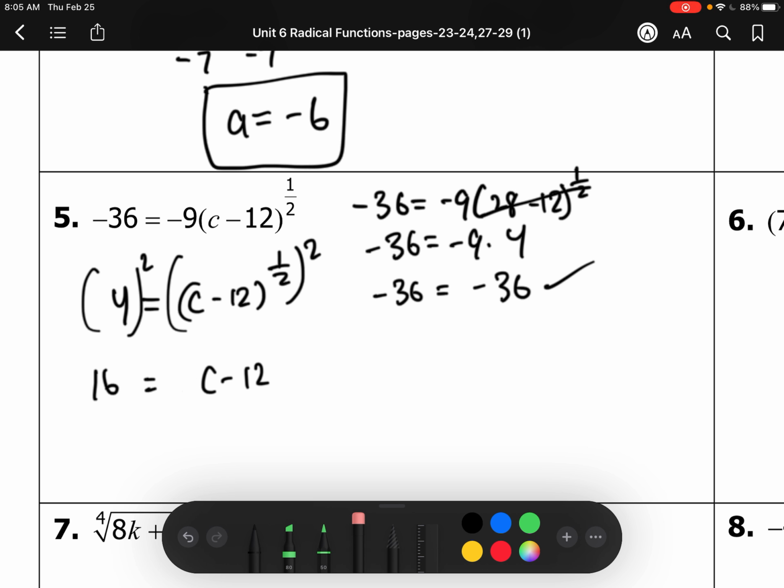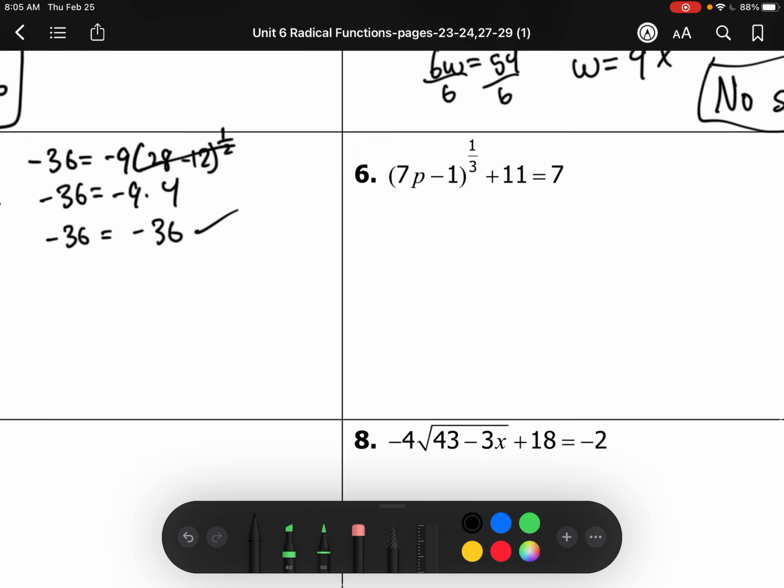If it helps you, continue doing it. But this will save you some time if you can just guess that you're going to raise it to the exponent that is in the denominator. And then you would get the same thing, add 12 to both sides. You get 28 is equal to c. And this checked out, right? When we did the math, it checked out.